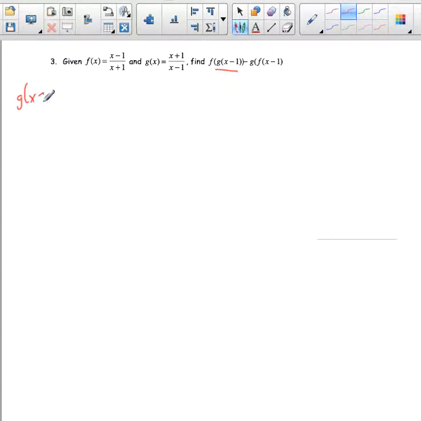G of x minus 1 means everywhere that you see an x in the g of x function, we're going to substitute in x minus 1. So we're going to have x minus 1 plus 1 over x minus 1 minus 1, which will be x over x minus 2. That is g of x minus 1. The next thing we need to do is substitute that into the f function. So we're going to have f of g of x minus 1 to do the composition again.